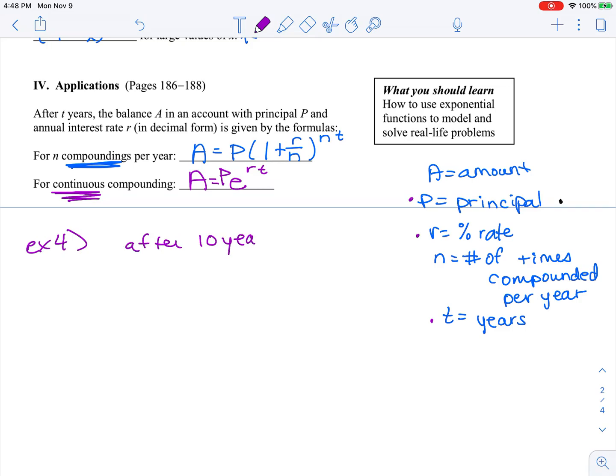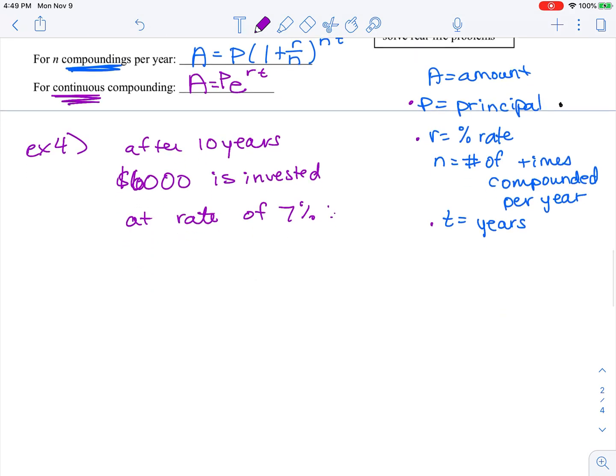So let's just say, for example, this is your example number 4: the amount in your account after 10 years if $6,000 is invested at an interest rate of 7%. We're going to find A, the amount, if it's compounded monthly.